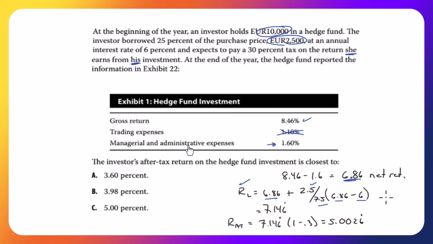And the return minus the cost of debt, we get 7.4166666... It goes on and on. And since we have a tax rate of 30%, we get to keep 70% of that return. So we multiply by 1 minus 0.3, 5.0026, 5%.